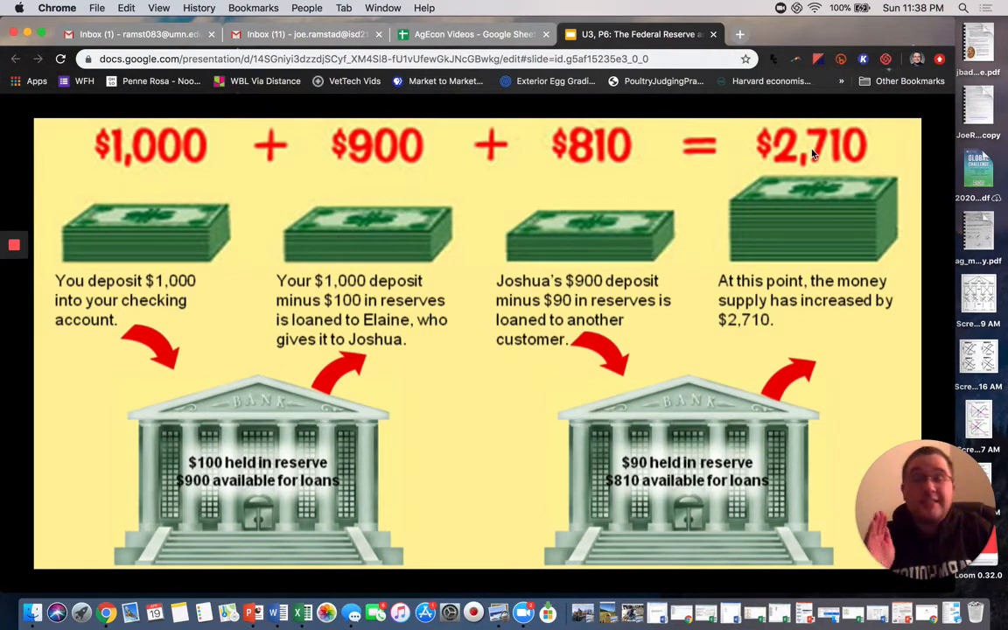So again, if this does not make sense to you, just know that the bank is able to hold a certain percentage in reserve, and then they're able to distribute the rest of it out to people like you and me to loan or take out from time to time.